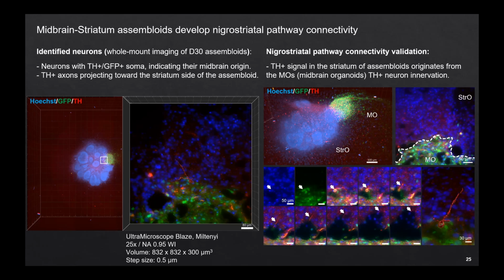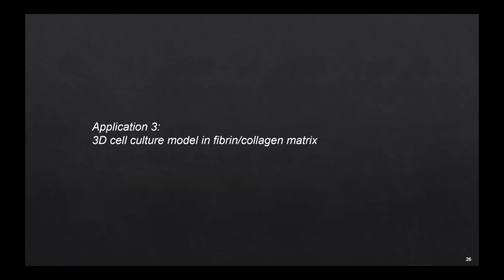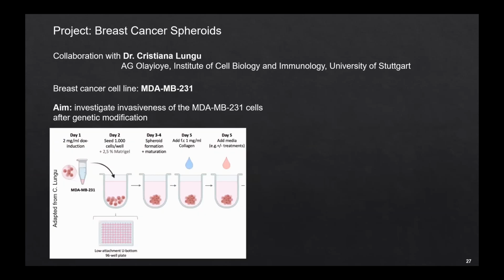Now, something that is also of interest for us and for other groups where we collaborate is 3D cell cultures that are embedded in collagen. So if you use the normal digestion methods, proteinase K is not able to digest collagen. So we have to improve this a little bit by combining different digestion steps. This is a collaboration with the group of Christiana Lungu in Stuttgart, where they have a model of breast cancer cell spheroids.